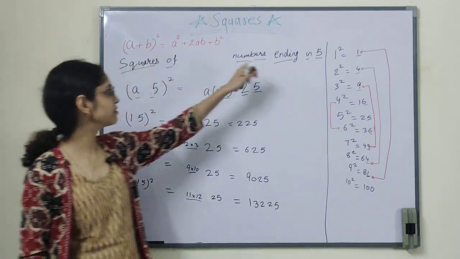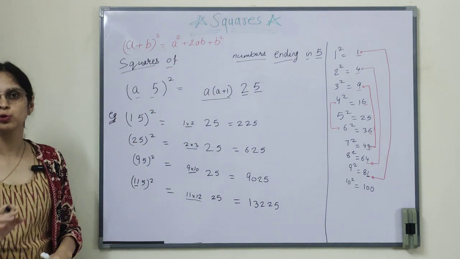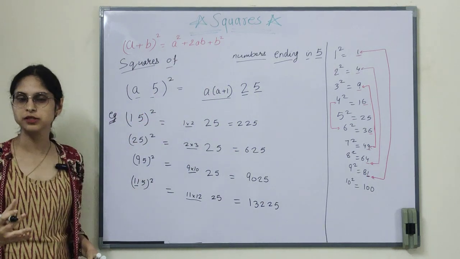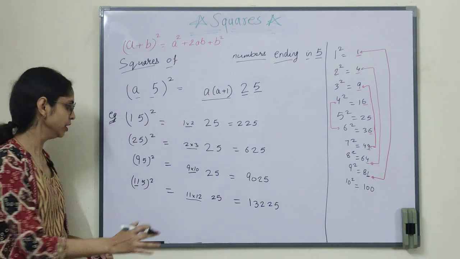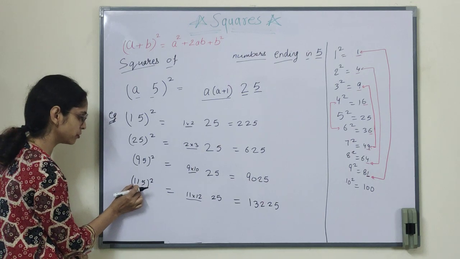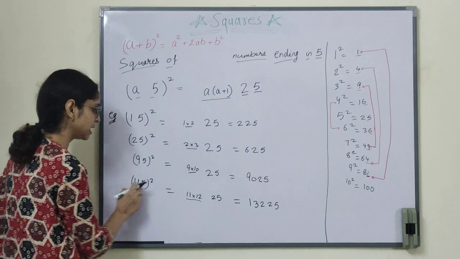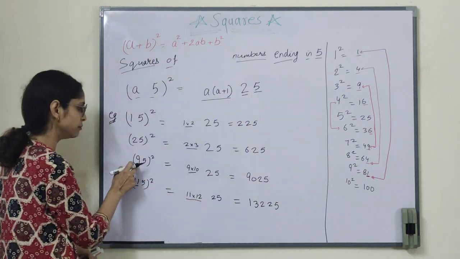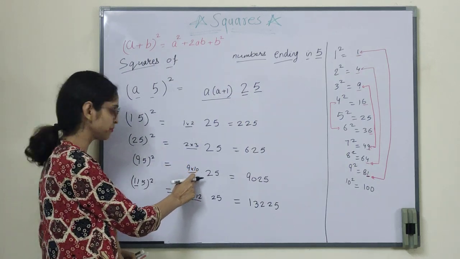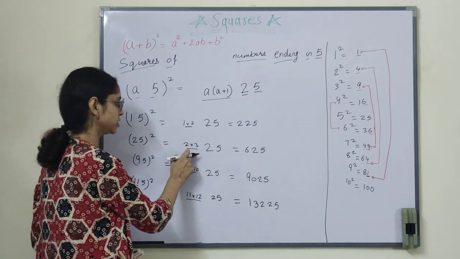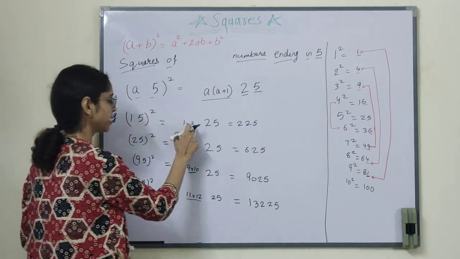So this is squares of numbers ending in 5. It is not limited to 2-digit numbers. You can also have 3-digit numbers, 4-digit numbers, whatever. Whatever the number is apart from 5, you multiply that number with 1 added to it. For example, if the number is 11, we are multiplying with 12. If the number was 9, we were multiplying with 10. If the number was 2, we were multiplying with 3. If the number was 1, we were multiplying with 2.